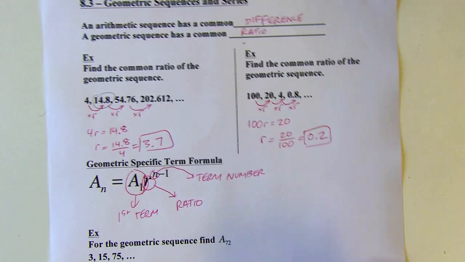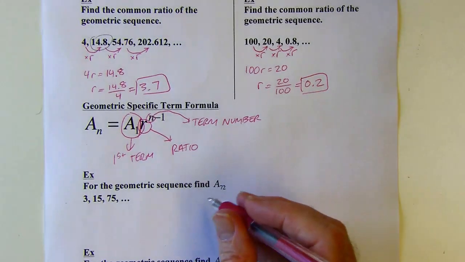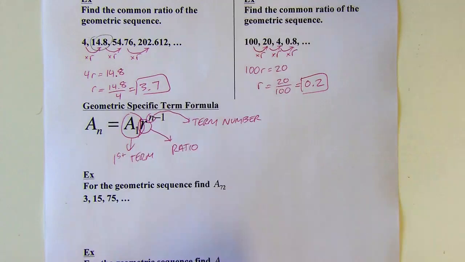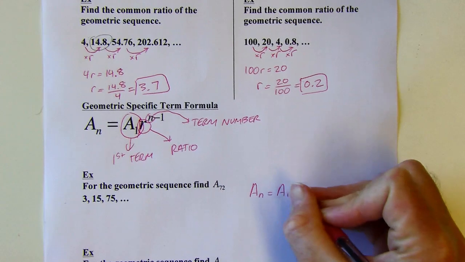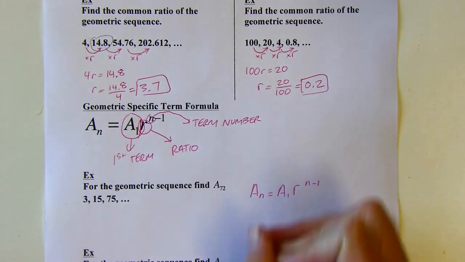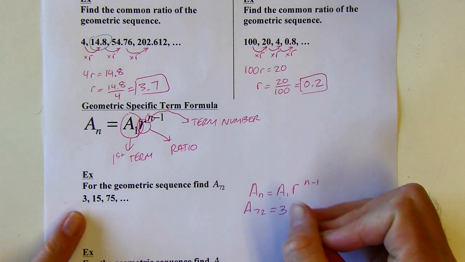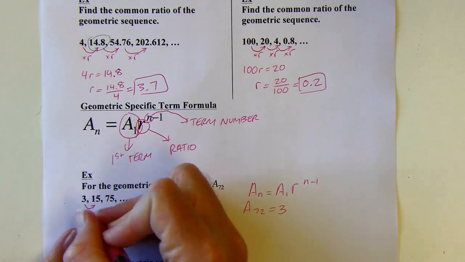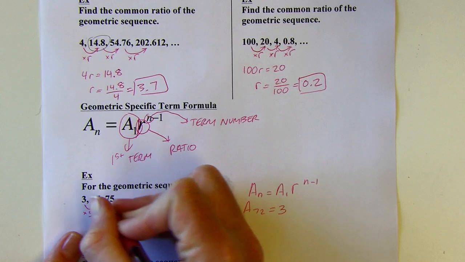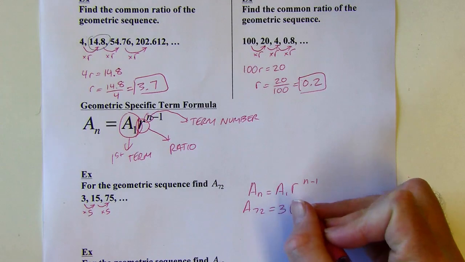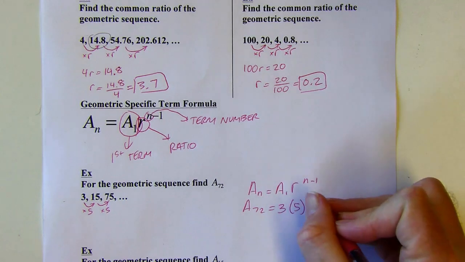All right. So for this geometric sequence, we're supposed to find a sub 72. So I'm looking at this formula up here, and I'm just going to start plugging my bits in. I'm looking for a sub 72. I can see that the first term is 3. I need to find the ratio, and you can either just think what you're multiplying by. I'd be multiplying by 5 here, right, to get from term to term. Or you can do 15 divided by 3 if you like. So that's 5. And then the n is 72, so I've got 72 minus 1.